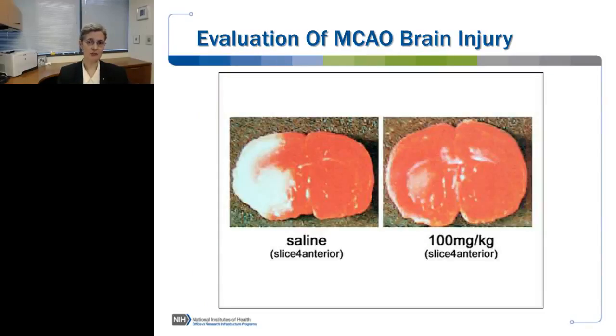This next slide demonstrates how we evaluate infarct injury in this model. Brains are harvested and sliced into 2 millimeter thick coronal sections, and then they're placed in a solution of 2,3,5-triphenyltetrazolium chloride, or TTC, and incubated. Viable brain areas will appear dark red as a result of reducing the TTC by mitochondrial enzymes, whereas injured areas will appear white. And in this model, we are interested in looking at the cortex and at the caudate putamen.